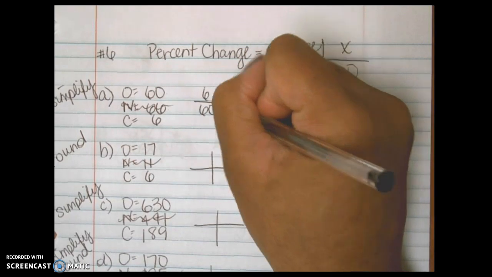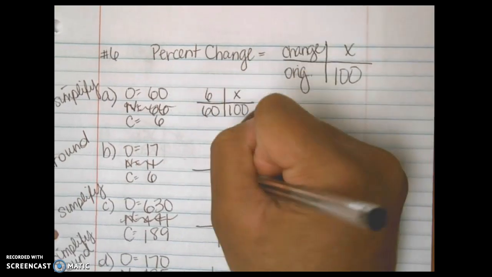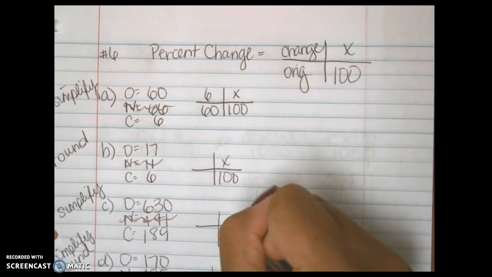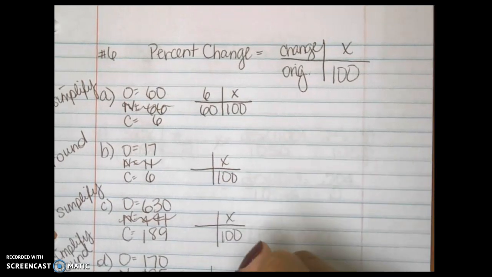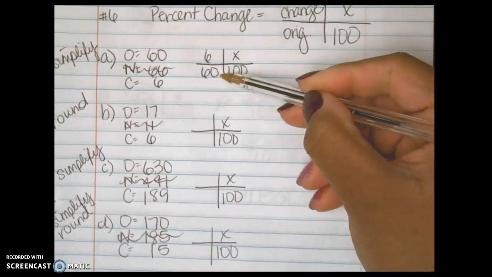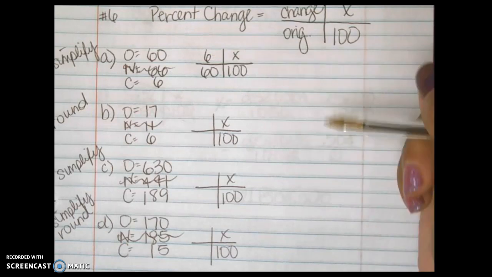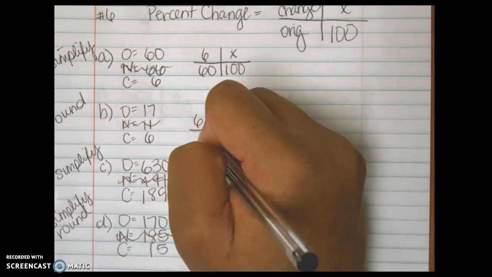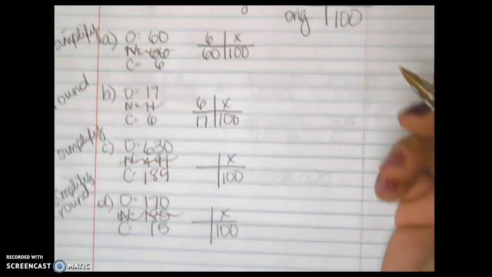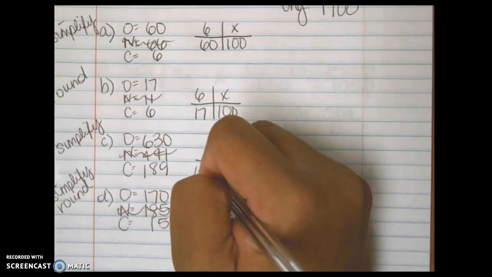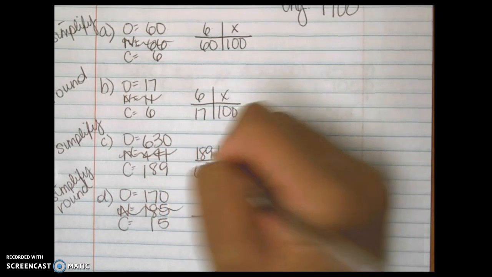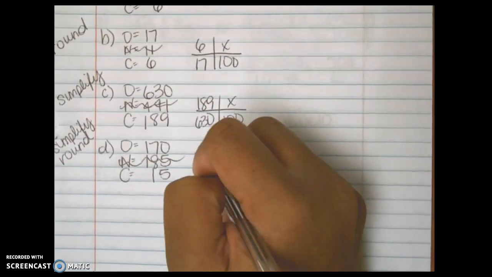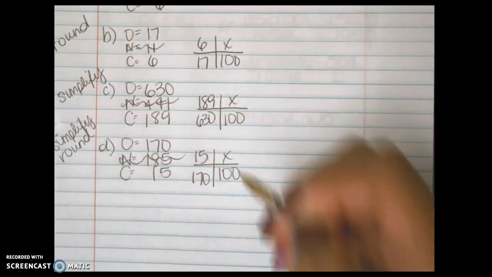And each one is going to have x and 100 because I'm trying to find a percent. And in my percent, the whole is 100. So here my whole is 60 and my change is 6. Here my whole is 17 and my change is 6 again. 630, 189, 15, and 170.